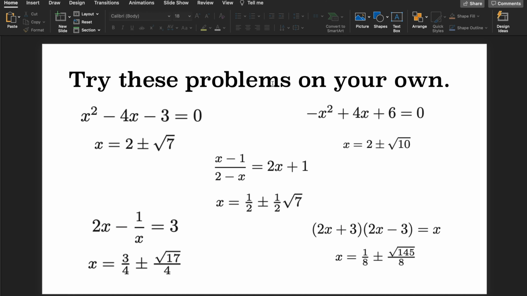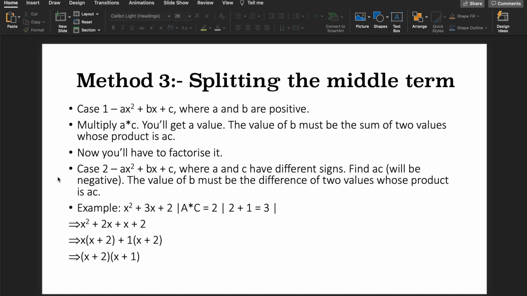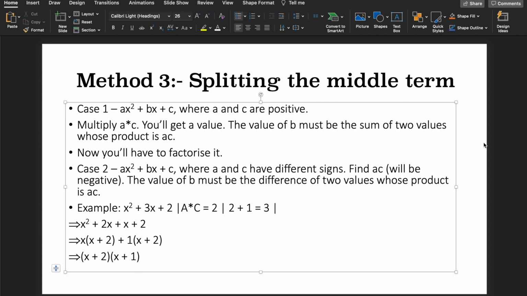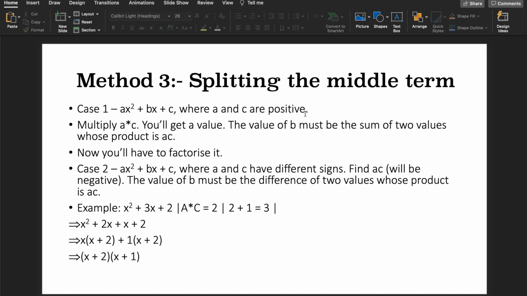The third and last method of solving is called splitting the middle term. So here let's look at case 1, ax squared plus bx plus c, where a and b are positive, or you could also say where a and b are negative. Either way, you'll have to get AC as a positive number. Yeah, where AC is positive.